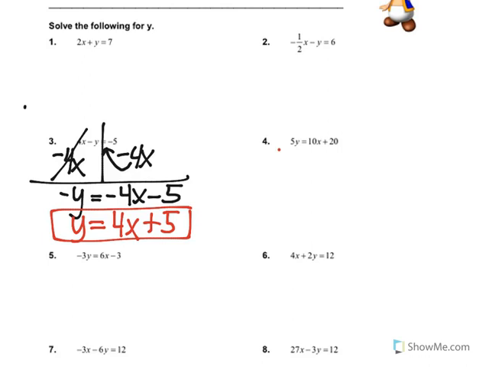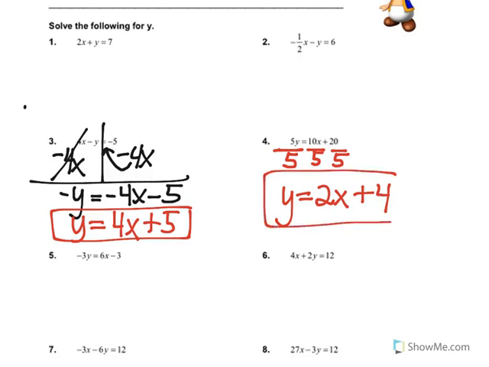And what are we going to divide by to get the y by itself? We're going to divide by 5. So I'm going to divide that by 5. I'm going to divide the 10 by 5. I'm going to divide the 20 by 5. So I get y equals 10 divided by 5 is 2x plus 4. And we're done. Let's try number 5.